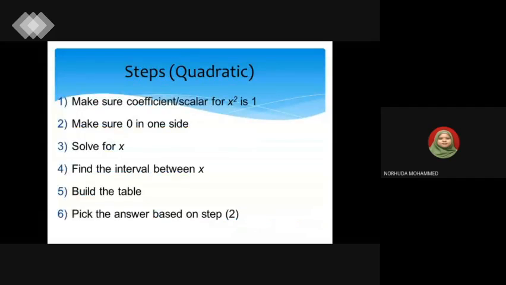Okay, steps for quadratic. First, make sure the coefficient or scalar for x squared is 1. Second, make sure 0 is on one side. Third, solve for x. Fourth, find the interval between x. Fifth, build the table. And sixth, pick the answer based on step 2.